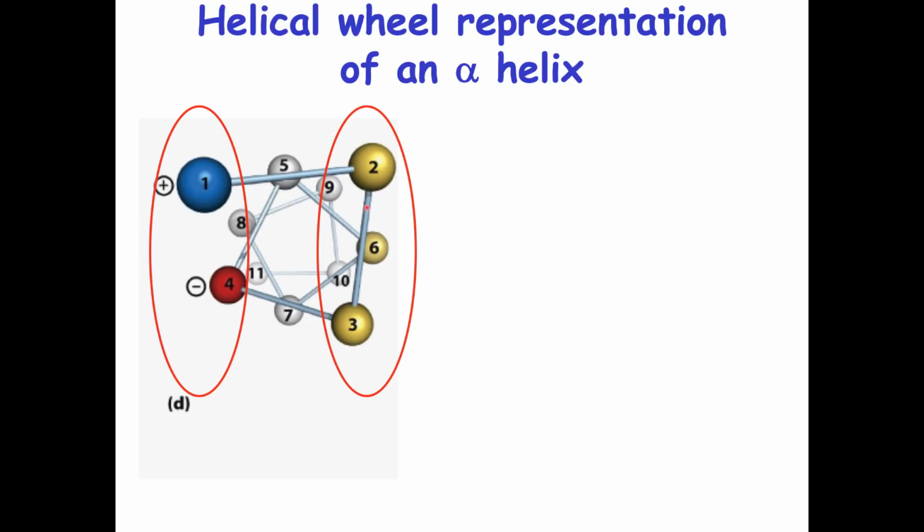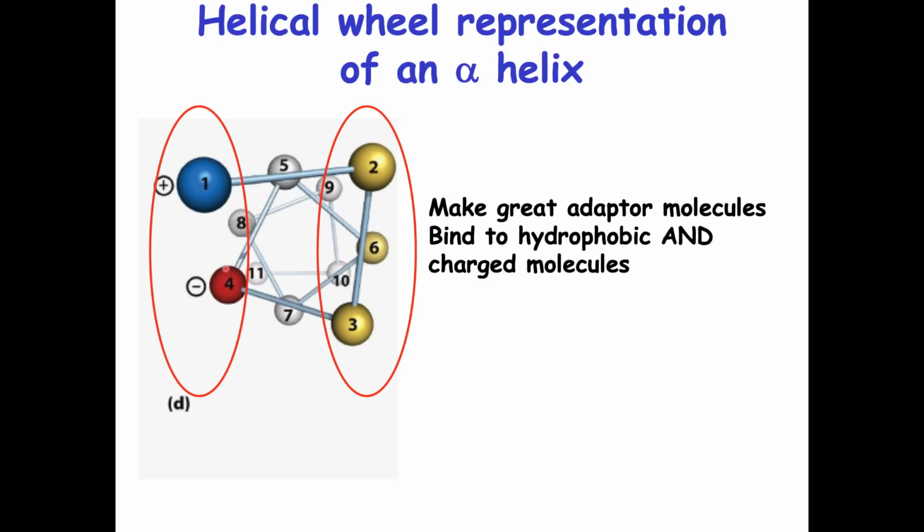So in this case, these amino acids in yellow are hydrophobic. The amino acid in blue is positively charged and red is negatively charged. And so here we see that there are basically two sides of the helix. The right side is hydrophobic and the left side is hydrophilic. Now, because of this, helices make great adapter molecules because they can bind or serve as the bridge between a hydrophobic and a hydrophilic surface. Under most conditions, those two would not come into close proximity to each other.